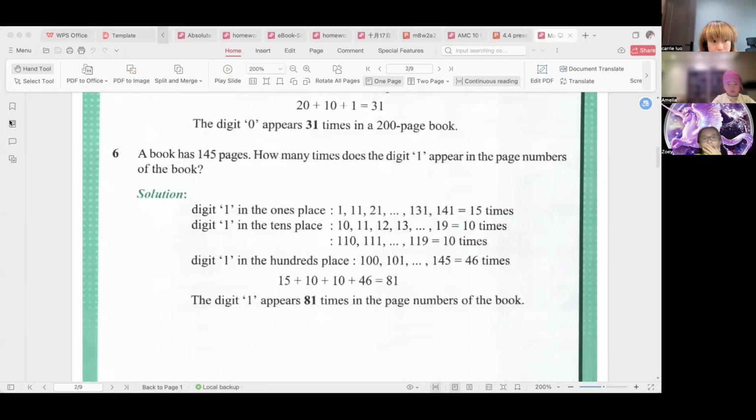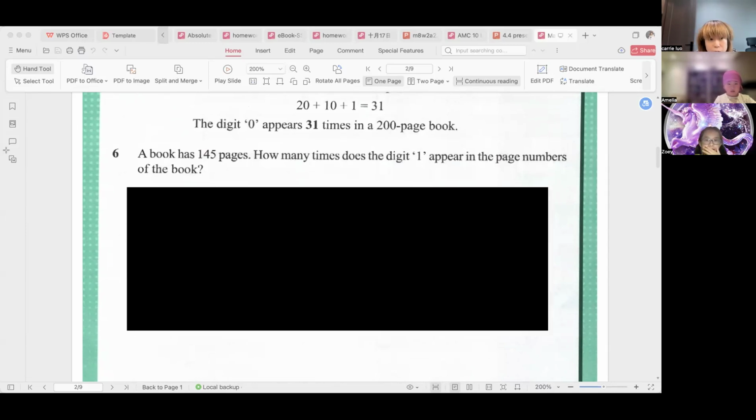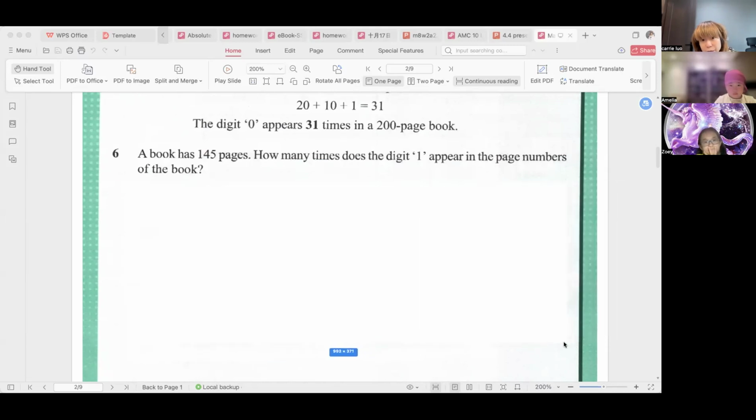Okay, so let's take a look at number 6, okay? A book has 145 pages. 不用看答案的啊，看了也没有用，对不对？自己也不会做的，到时候要重新来。How many times does digit 1 appear in the page numbers of the book? This time we're doing.